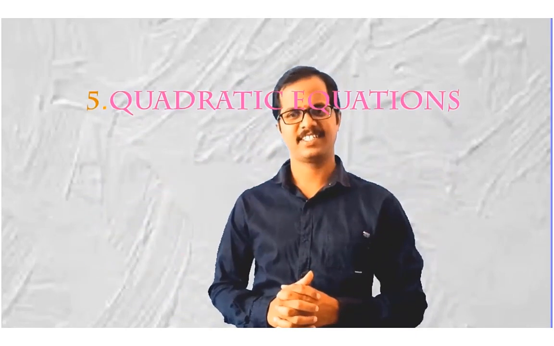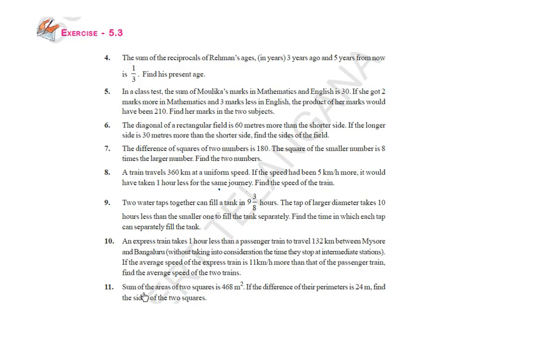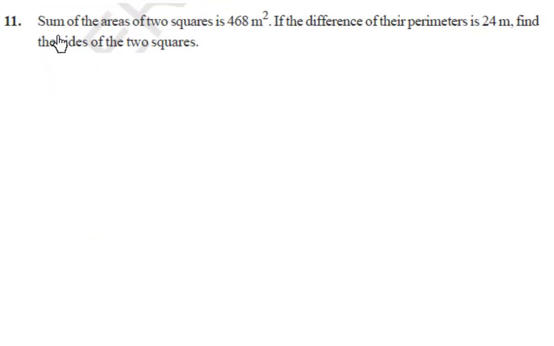This is Bhaskar. We are discussing 5th chapter quadratic equations from 10th class mathematics. Now let us see the next problem, that is 11th problem from exercise 5.3. Sum of the areas of two squares is 468 meter square. If the difference of their perimeters is 24 meter, find the sides of the two squares.